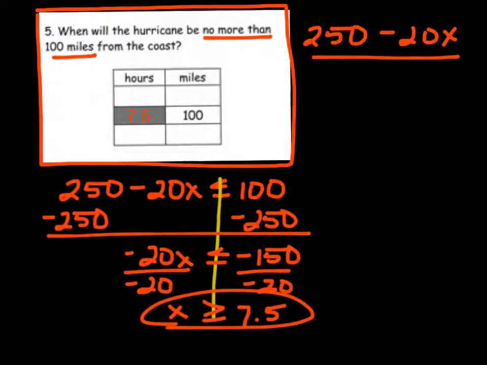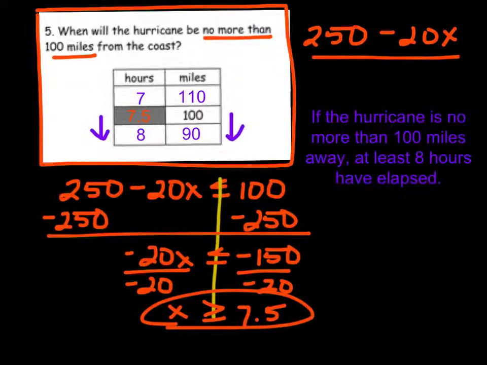What I want to see, though, is the hours on either side of 100. Again, the whole hours. So that's going to be 7 and 8. So if 7 hours have elapsed, the distance would be 110 miles. And if 8 hours have elapsed, the distance would be 90 miles. So to create my statement again this time, I'm looking for it to be no more than 100, so 100 or less. And I'm looking to see what's happened to the hours. So at 7.5 it hits 100, but for the whole hours, it would have to be at least 8. So the statement here: if the hurricane is no more than 100 miles away, then at least 8 hours have elapsed.